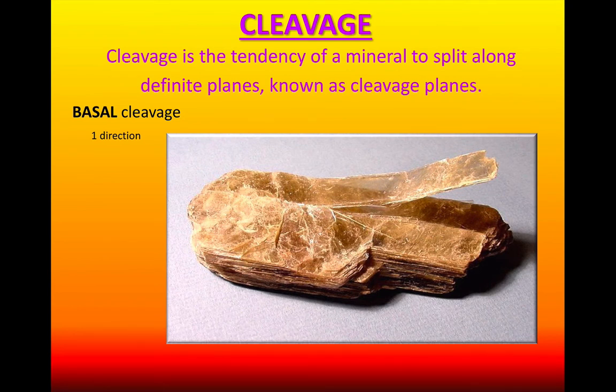The final type of cleavage is basal cleavage. Basal cleavage is where we have only one direction of weakness. The result of this is the mineral will split into parallel sheets, all running parallel to each other, and can create a very distinctive mineral form.